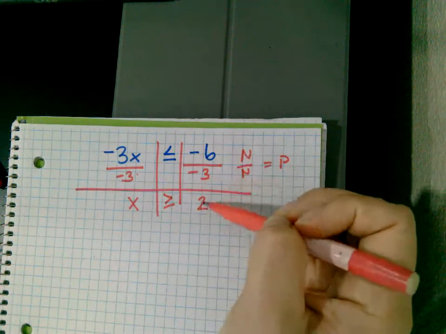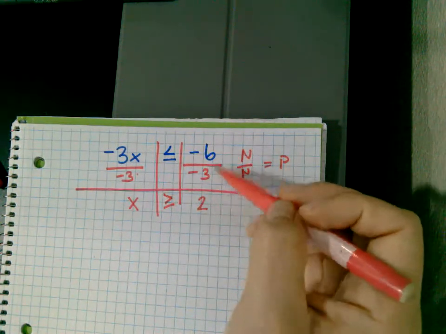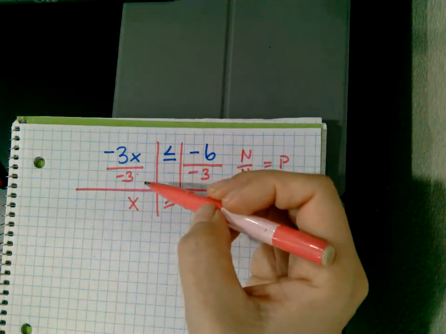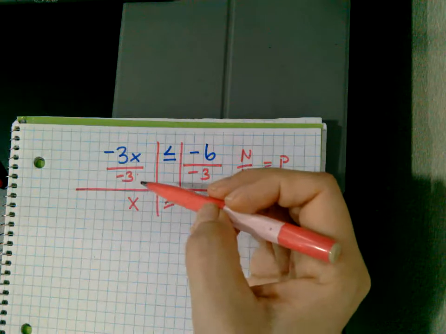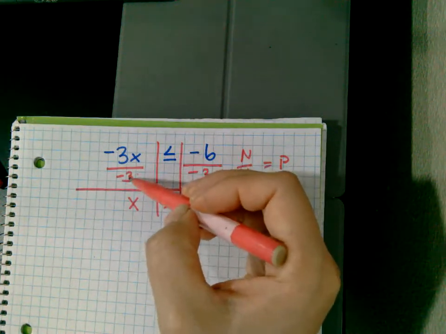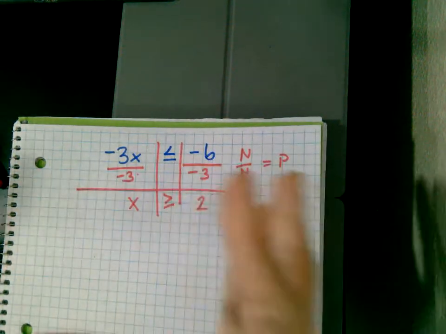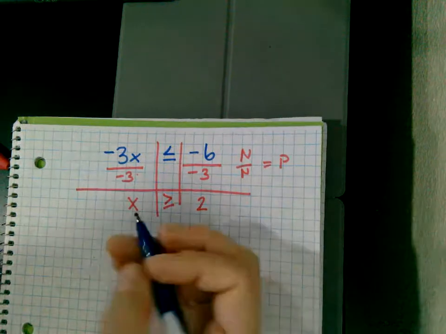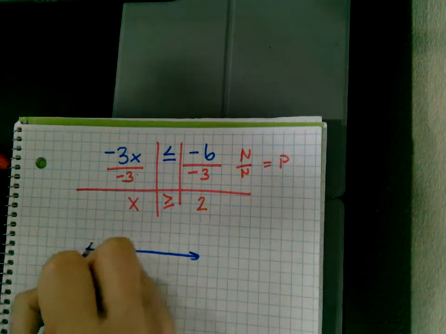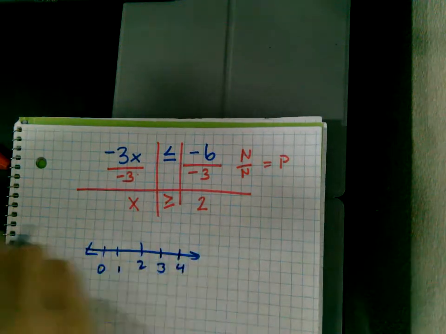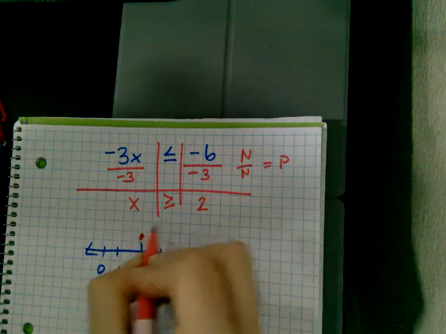It doesn't matter what my answer is. My answer could be positive, my answer could be negative. What matters is that when you're showing your work, hence I always push you to show your work, the fact that this bottom number is a negative rings a bunch of bells: oh my God, I gotta flip it. So if I do the number line, 0, 1, 2, 3, and 4, it's a closed circle and I'm going to shade to the right.